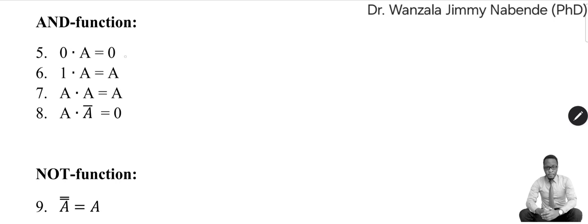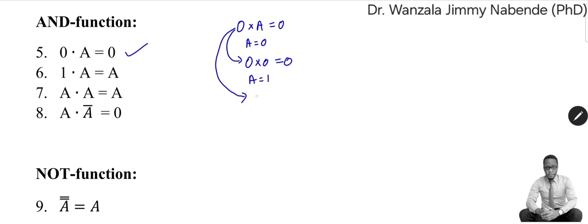And function, looking at number 5, 0 times A is equal to 0. If A is 0, then 0 times 0 gives us a 0. If A is 1, 0 times 1 will still get a 0. And that's why our answer is a 0.